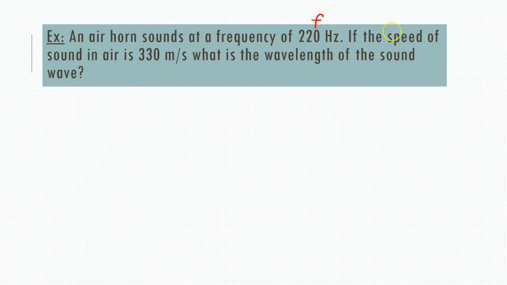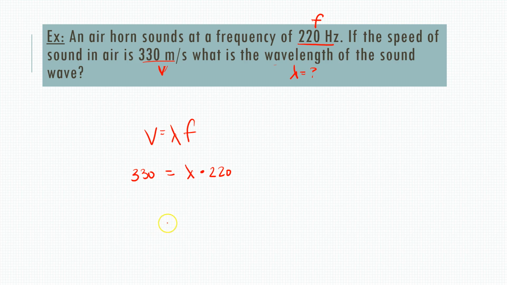So we have an F. If the speed of sound in air is 330 meters per second, so there's a speed, that's going to be our velocity. We're going to use those interchangeably here. What is the wavelength? So that is what we are hunting for. Well, clearly, this must be our other equation. We must be using V is equal to lambda F. Then we just plug things in. 330 is equal to lambda times 220.